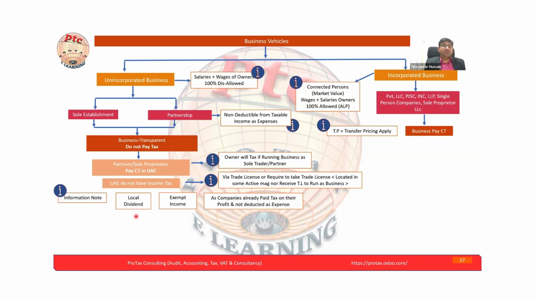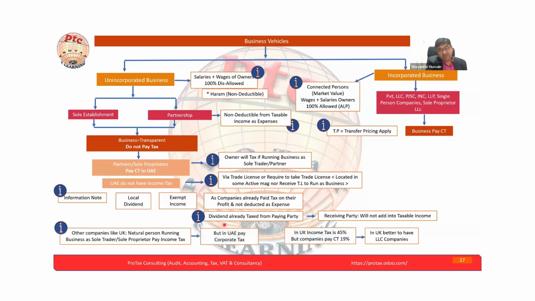Now here, I'm just adding points for the information note. What is the information note? If you have a local dividend, that will be exempt. The dividend you receive from another company has already been taxed, because the company that gives you the dividend has already deducted and paid the tax. So you will not add it as part of your income.